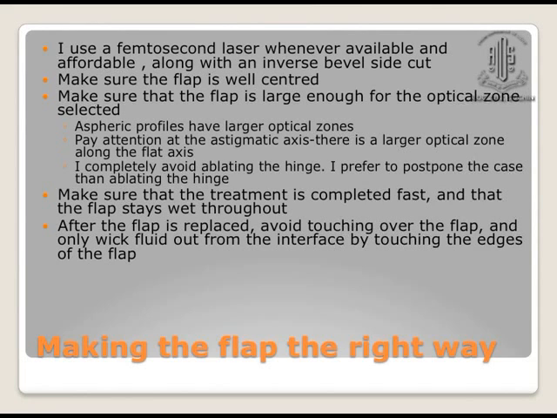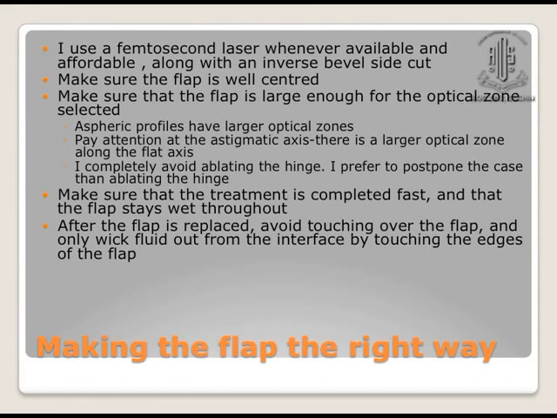Make sure that the flap is large enough for the optical zone selected, and you should use aspheric profiles for almost all your patients, and they would require larger optical zones in order to have the transitions and the smoothness at the end. You have to pay attention to the astigmatic axis, because you would find that when you actually ablate, it's an oval ablation when you are treating a pure cylindrical error, with a larger optical zone along the flat axis.